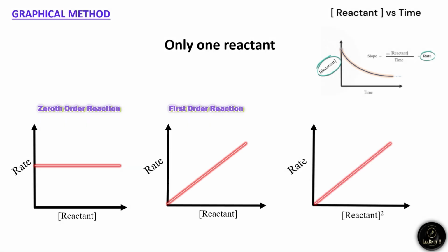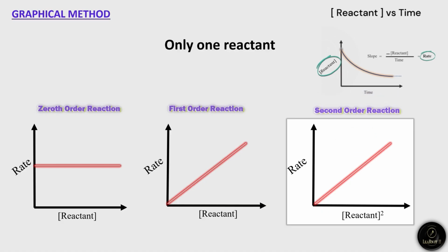If we get a straight line which is passing through the origin in the rate versus square of the concentration graph, then this indicates the second order reaction. Similarly, if we plot a graph of rate of reaction versus cube of the concentration of the reactant, and we get a straight line which is passing through the origin with a certain slope, then that reaction is of third order, and so on.